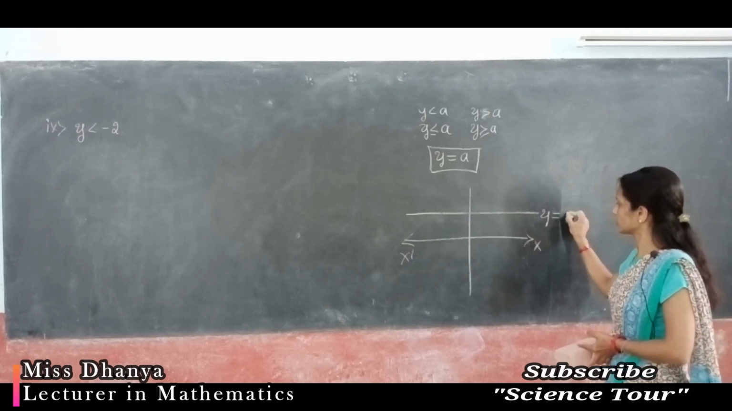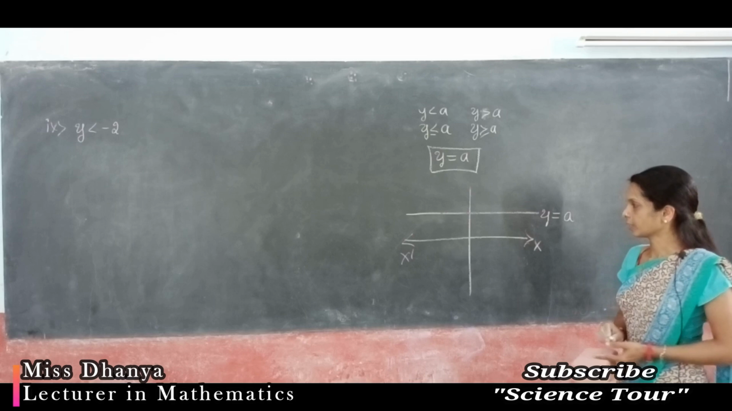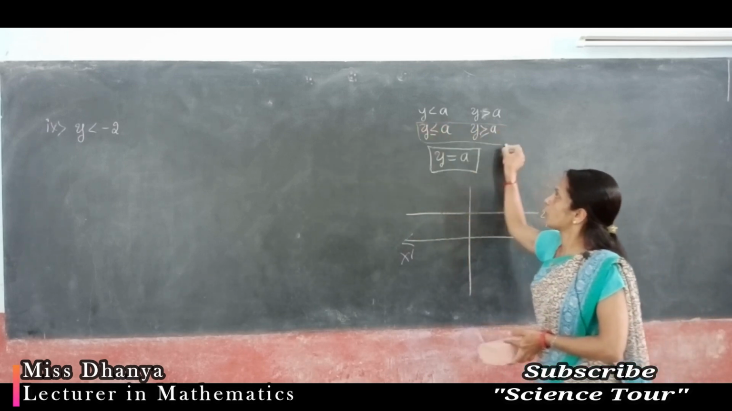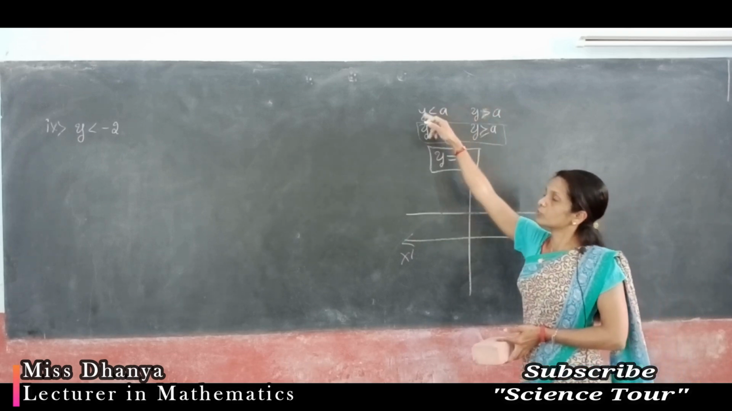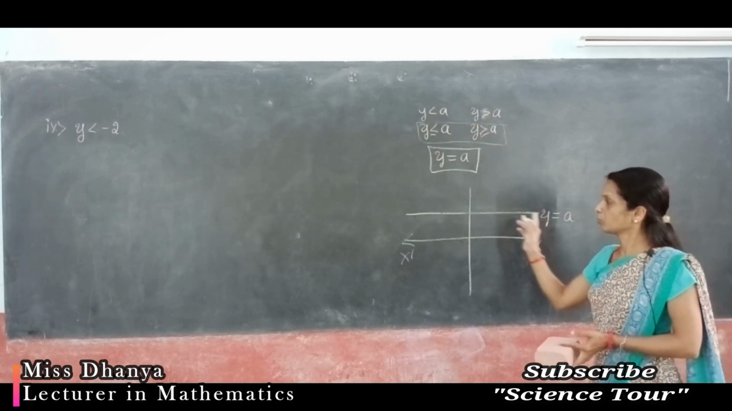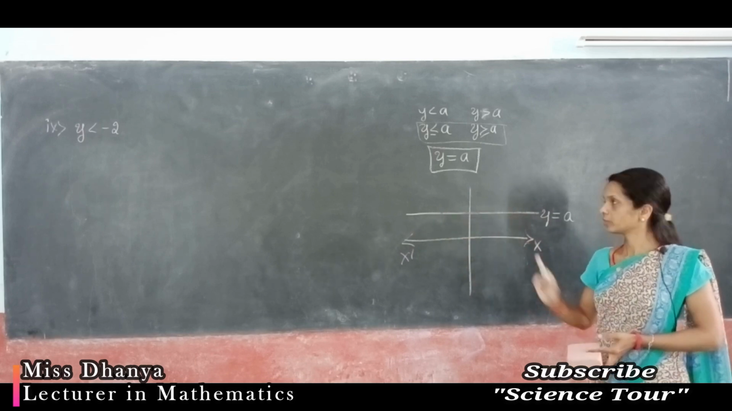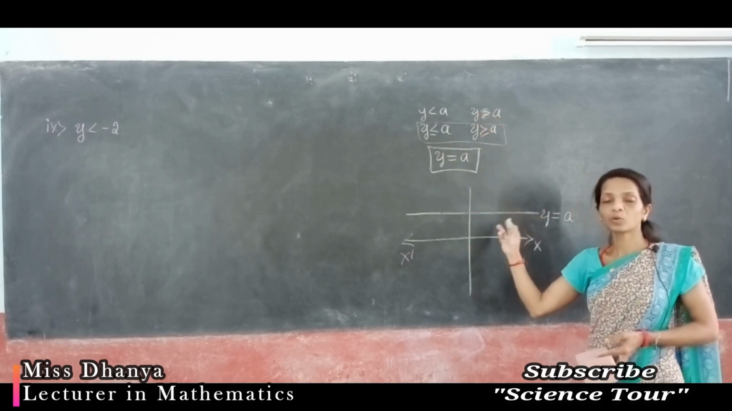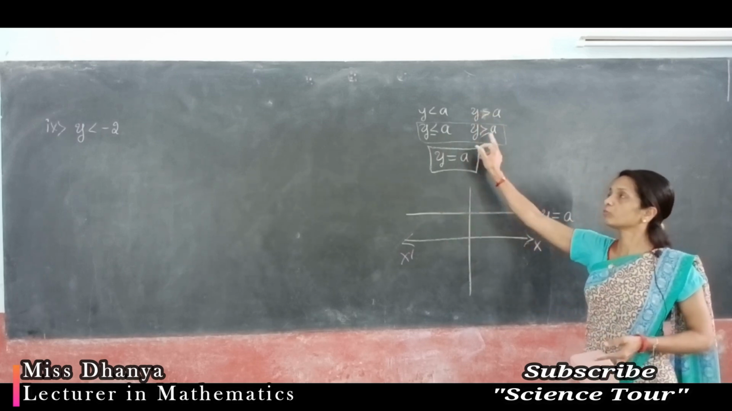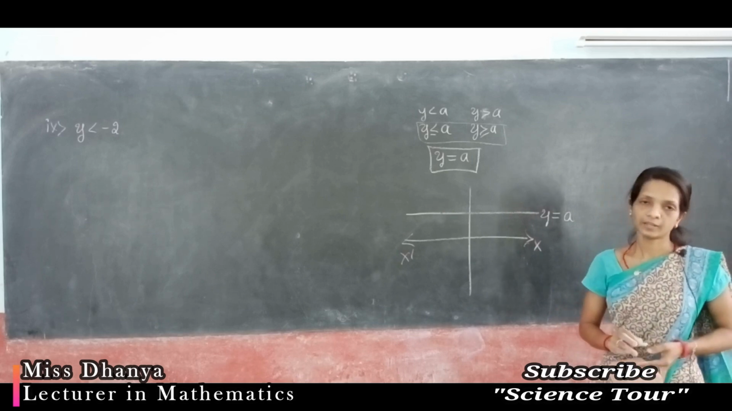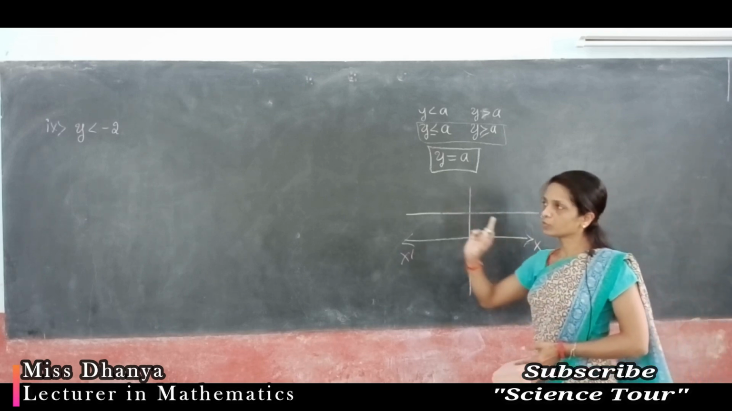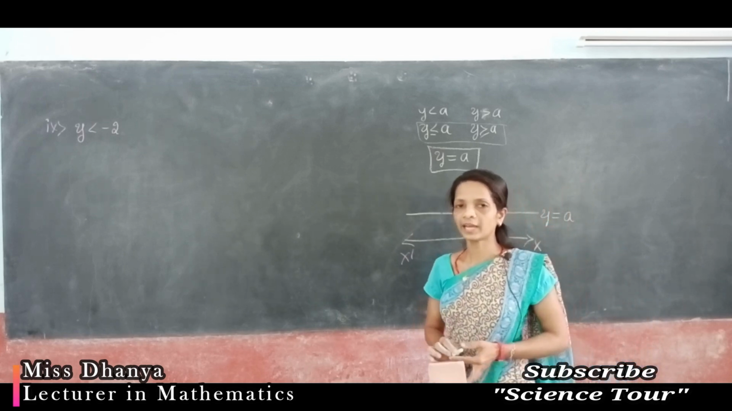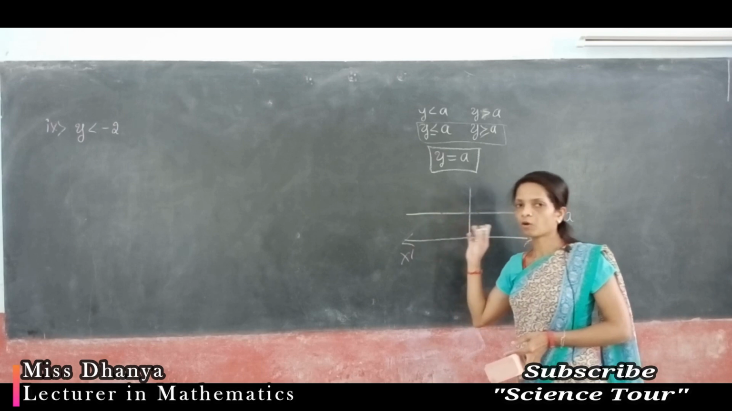Suppose this is the line y is equal to a and you have to draw a continuous line. If you have strict inequalities, then you have to draw a broken line. For strict inequalities you have to draw a broken line. Now I have drawn a continuous line for this, for slack inequalities. Suppose you are given such inequalities, there is no need to find 2 points on that line, as it is always a horizontal line.